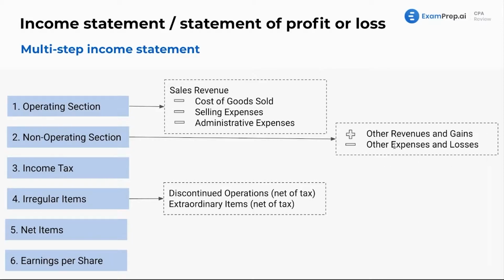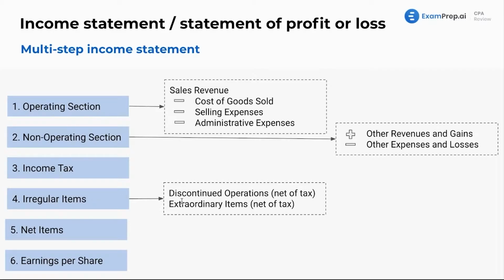Broken out separately, right? Because maybe someone really wants to know how they're doing operationally, but they don't really care about these because these are one-time actions. They don't reflect how the company's really doing. Income tax, pretty self-explanatory right there. That's just going to display what you owe or what you've paid.